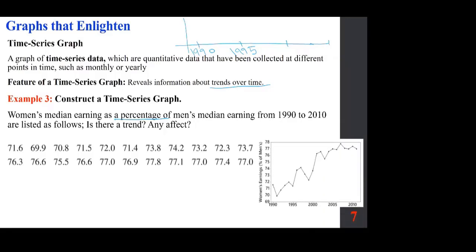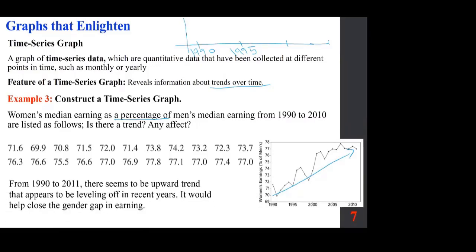So along the horizontal axis, we have the years starting from some year, and we move on. And along the y-axis, the vertical axis, we have the percent, which represents women's median earning as a percentage of men's median earning. Is there any trend as we look at this graph? Does it appear to be a trend here? Anybody can notice any trend? What do you think? Yeah, it increases. Very good, it's going up. There seems to be that it's going up. And so the effect is that it could help close the gender gap when it comes to earning, according to this data.